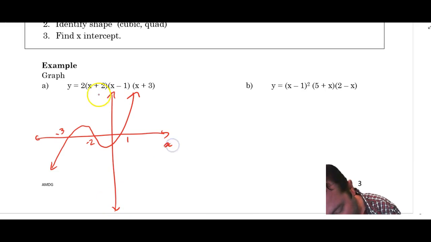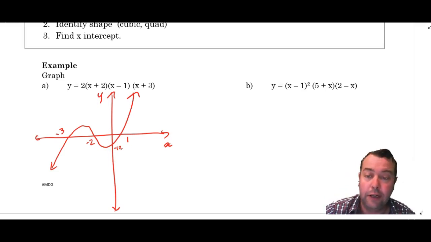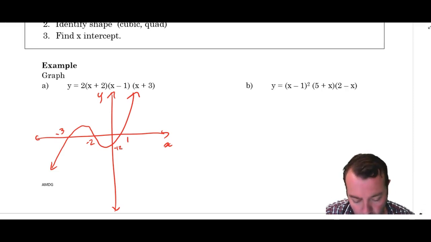There's my x-axis. There's my y-axis. That must be negative 12. Not to scale, but that's okay. I've got a fairly smooth curve, as well as I can do it on this sort of screen here. I have my intercepts at negative 3, negative 2, and 1. They're my x-intercepts. And my y-intercept is at negative 12, because that's the constant if I expand that out.